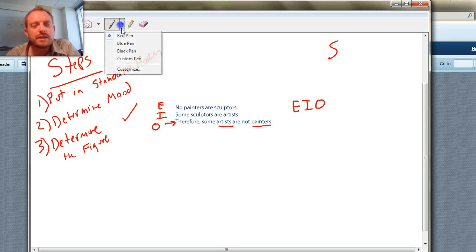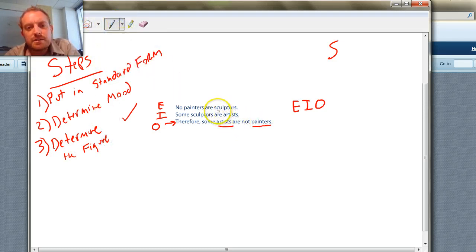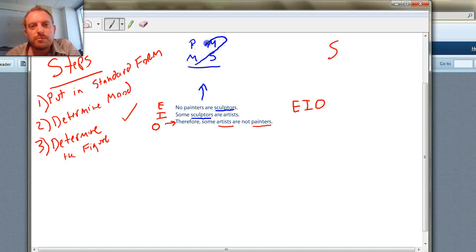Okay, so let's take a look at the figure here. It depends. I have to look at the middle term. In this case, the middle term is sculptors. So it looks like this: you had P, M, M, S. That's what it looks like there. Remember, I had 1, 2, 3, 4. This is figure 4. That's why I find it helpful to use my hands. So this is an EIO-4, okay? Now, that tells us precisely what type of standard form syllogism this is.